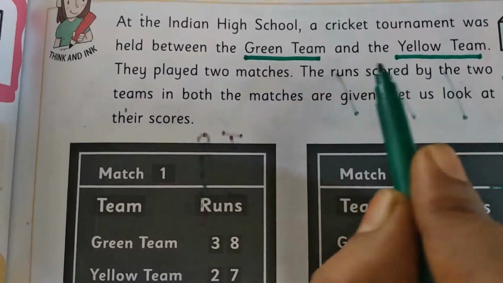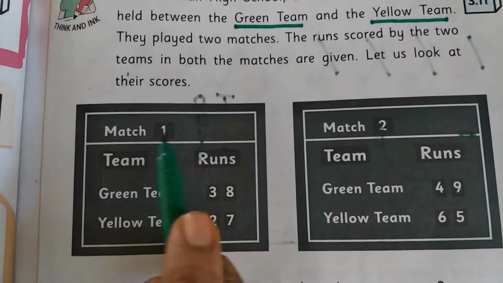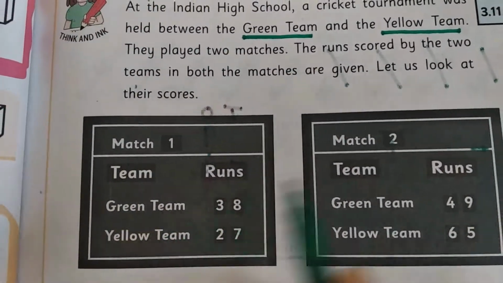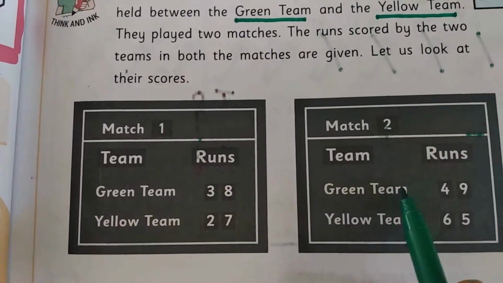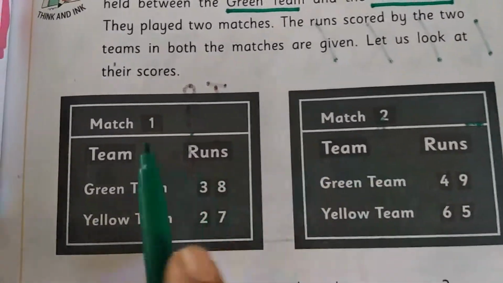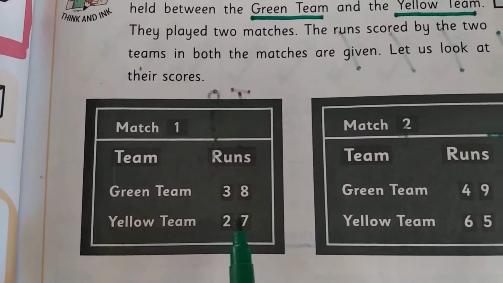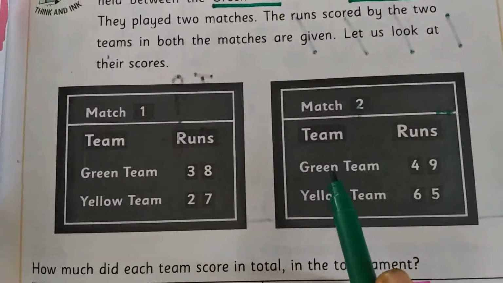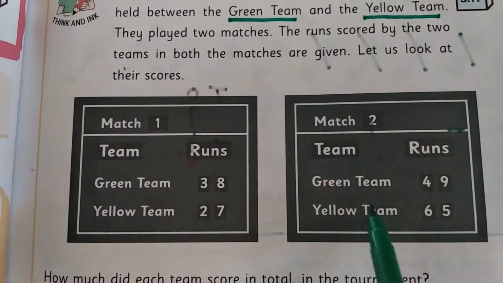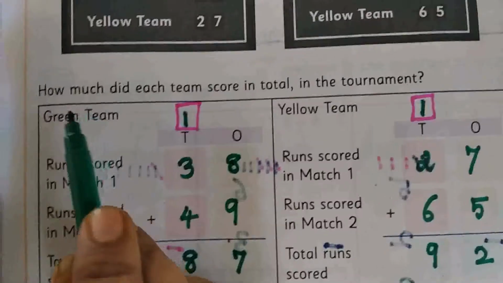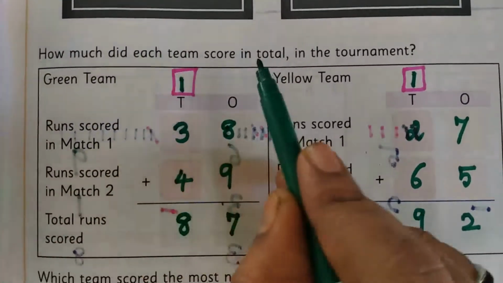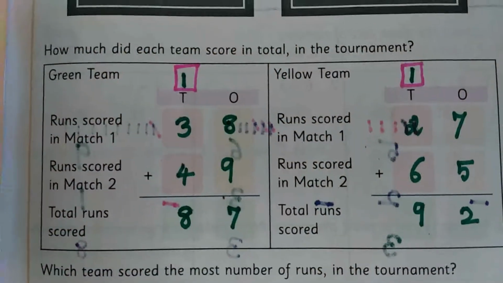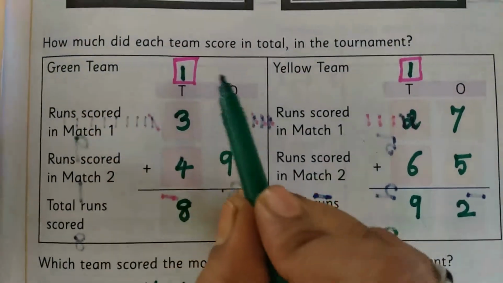The runs scored they have given. See, this is match 1 and they have given the runs. And match 2, how many runs they scored, they have also given. Match 1, green team 38, yellow team 27. In match 2, green team scored 49 runs, yellow team 65 runs. Here see, how much did each team score in total? In total, how much they score they are asking.